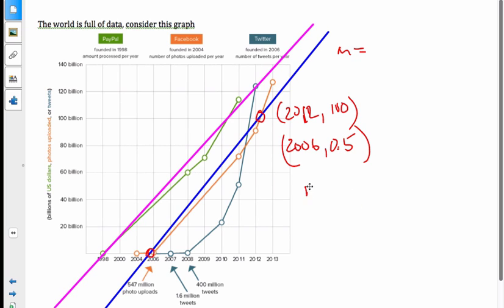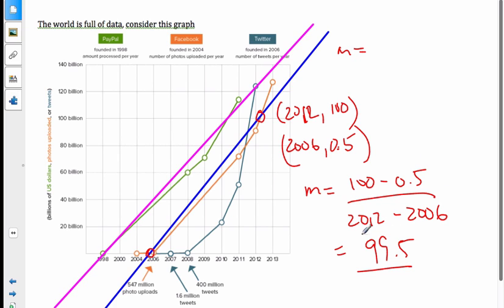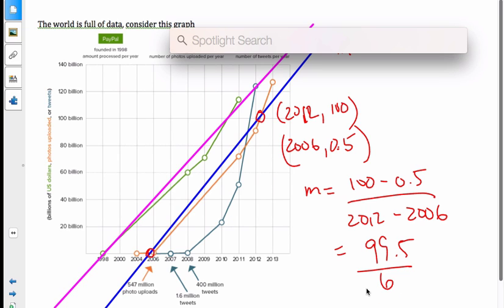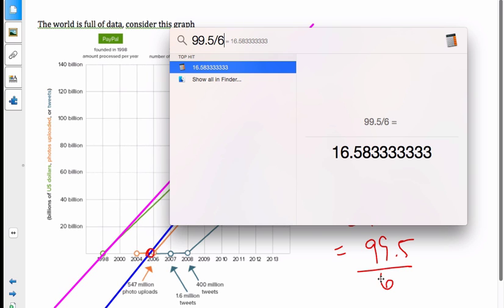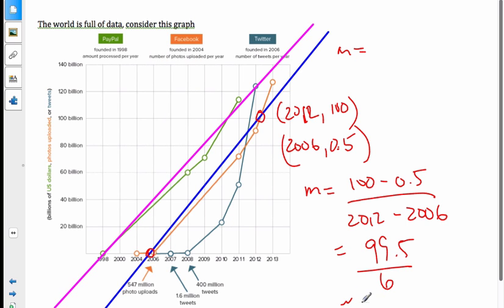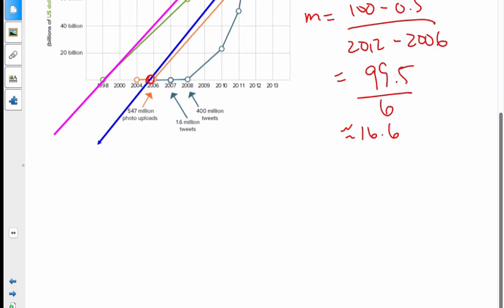Okay, so again, we are going to do the change in y values, 100 minus 0.5, over the change in the independent variable, which is this, subtract. Subtracting that, I get 99.5. And this is 6. If we quickly do 99.5 divided by 6, we get approximately 16.6. Now, what does that mean? That's a very good question.